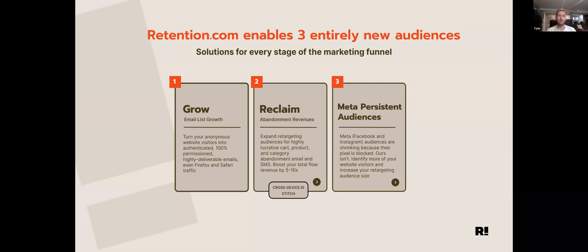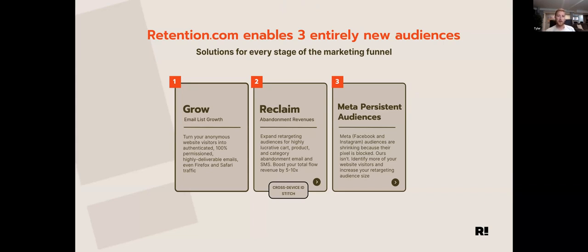So this is really filling in all those events that, for whatever reason, Klaviyo was not able to identify. And then the third piece here is the Meta Persistent Audiences. And this is really just a retargeting audience boost in a way, right?